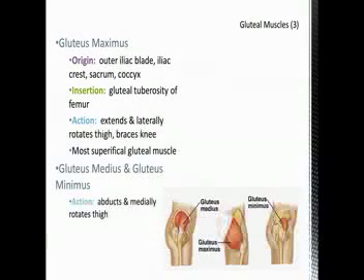Gluteus medius and gluteus minimus, you don't need to know the origin and insertion, but the action includes abduction and then also medial rotation of the thigh.